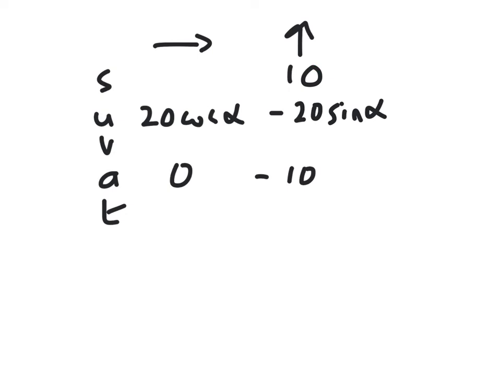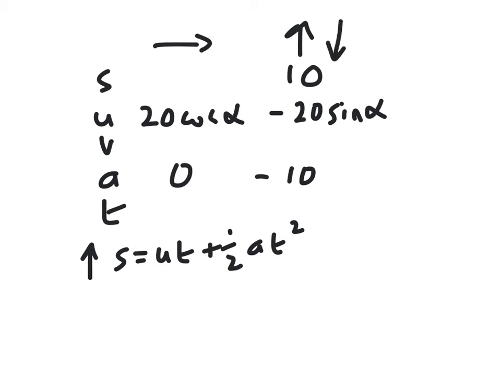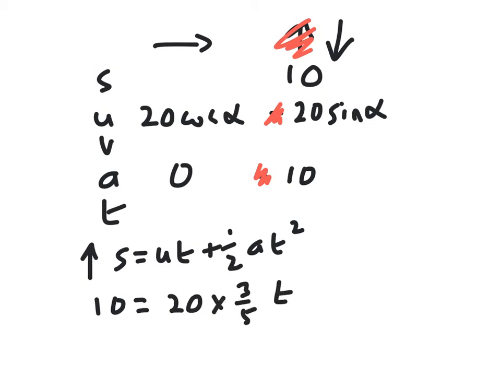So let's use s equals ut plus half at squared here. It would make sense to take that as the positive direction, so we can get rid of those minus signs. That's better. So 10 equals 20 sine alpha. Well, sine alpha is 3/5, t plus a half a, that's 5t squared.